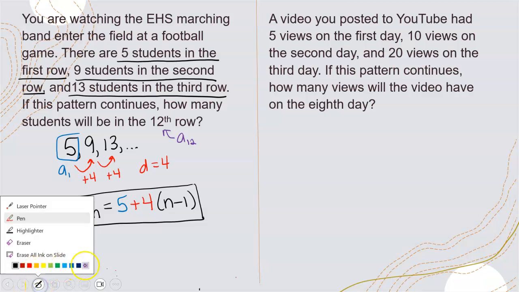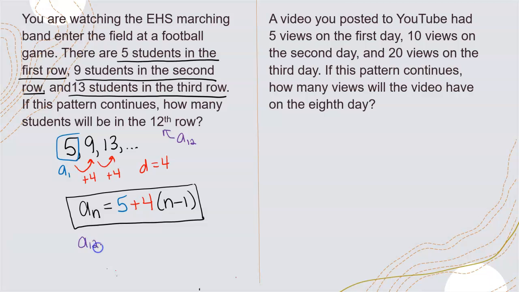So now what I can do to find a sub 12, I'm just plugging in 12 for n and then plugging that into my calculator. So now I replaced n with 12. You can plug all this in your calculator, or if you want to simplify it first, you could do 5 plus 4 times 11, and you end up with there are 49 chairs in the 12th row. Or students, I guess.